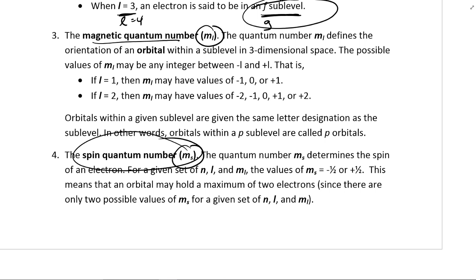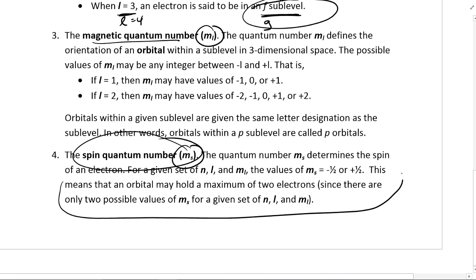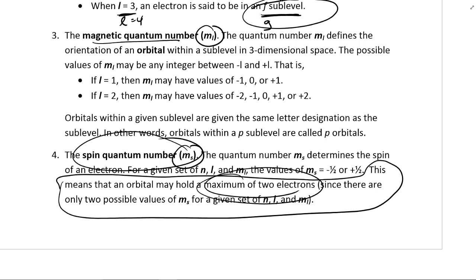The bottom line, what should you get out of this? This is what you should get out of it. This means that an orbital may hold a maximum of 2 electrons. So again, this tells us that orbitals can hold up to 2 electrons. So each one of these orbitals that you see right here, this orbital here can hold up to 2 electrons. This orbital here can hold up to 2 electrons. This orbital here can hold up to 2 electrons. So that's what the spin quantum number m sub s means.